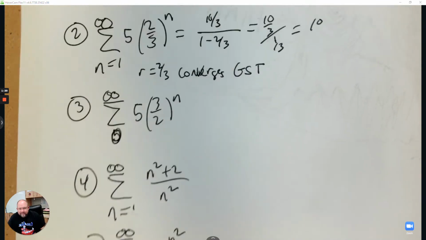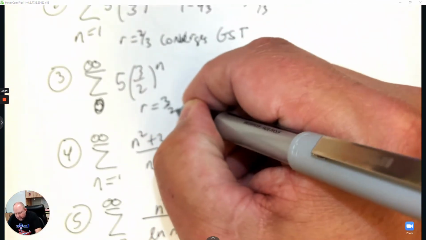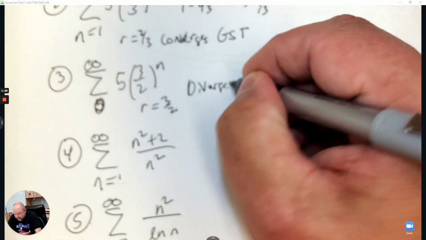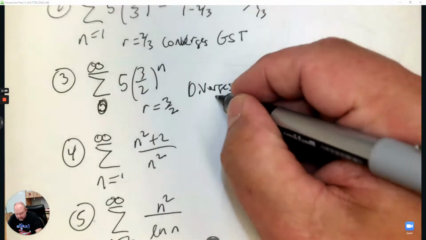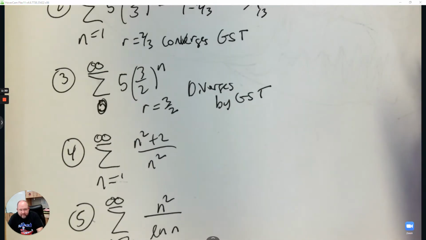Number 3. Here the common ratio is 3, so this diverges because the common ratio is bigger than 1. Same test, the geometric series test.